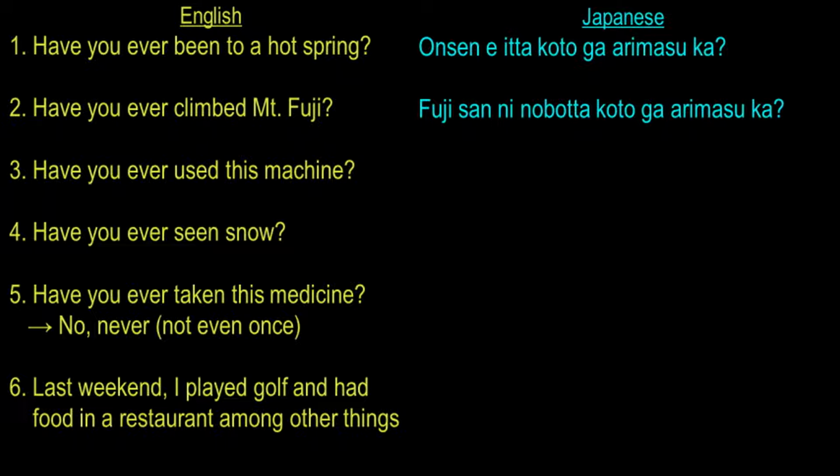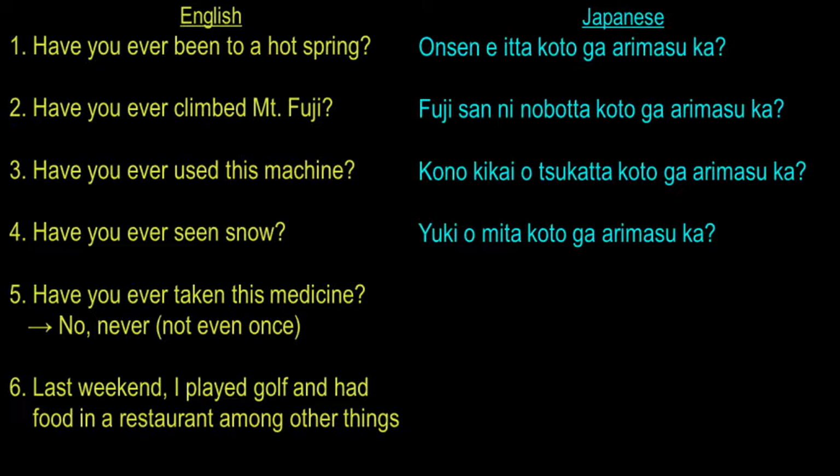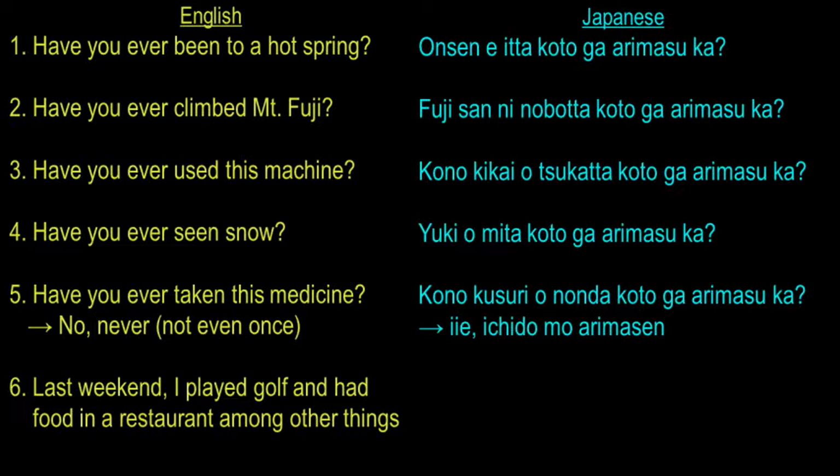Let us go to the third sentence. Machine is kikai and to use is tsukaimasu. Since the ta form of tsukaimasu is tsukatta, the translation will be kono kikai o tsukatta koto ga arimasu ka? Let us go to the fourth sentence. Snow is yuki and to see is mimasu. Since the ta form of mimasu is mita, the translation will be yuki o mita koto ga arimasu ka? Let us go to the fifth sentence. Medicine is kusuri and to drink is nomimasu. Since the ta form of nomimasu is nonda, the translation will be kono kusuri o nonda koto ga arimasu ka? If the reply is no, never, then in Japanese it will be iie, ichido mo arimasen.